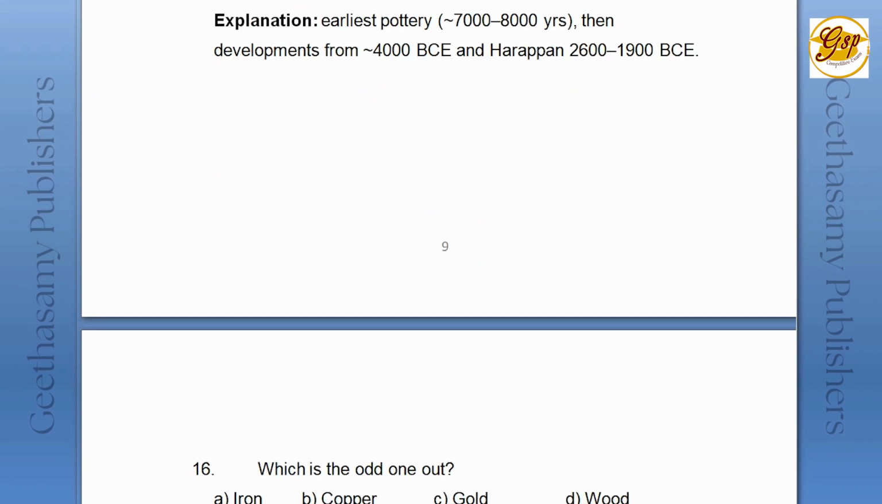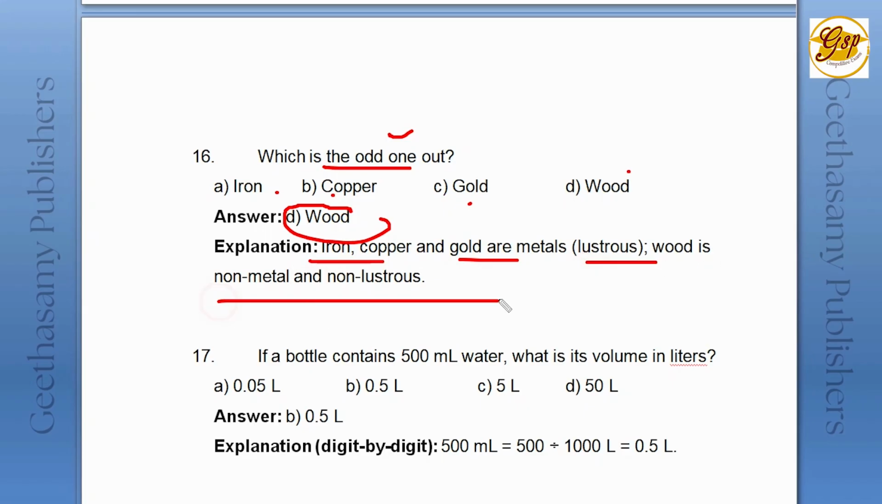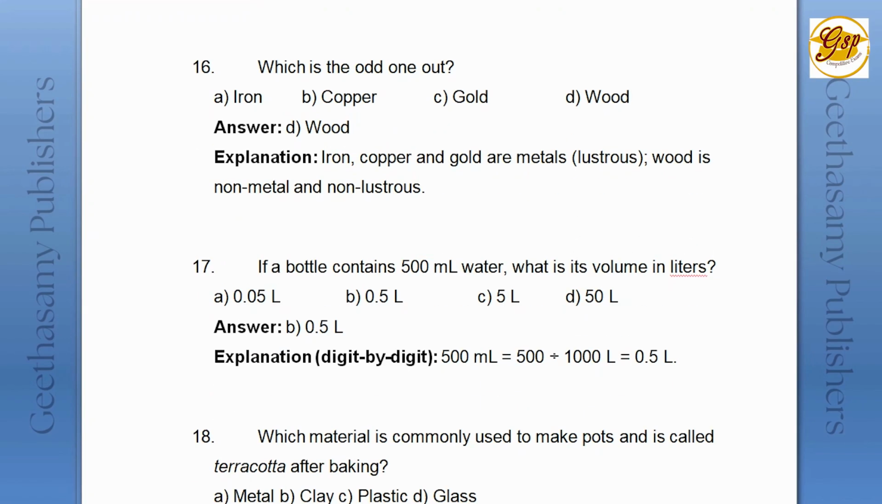Fine. Then the 16th question. Which one is the odd one out? Iron, copper, gold, wood. Definitely, all are metals except wood, which is a non-metal. Explanation: iron, copper and gold are metals and lustrous, and wood is a non-metal. So that's the odd one out.